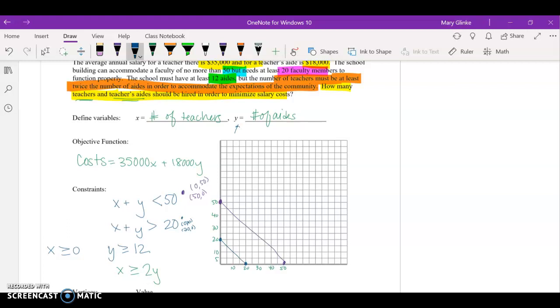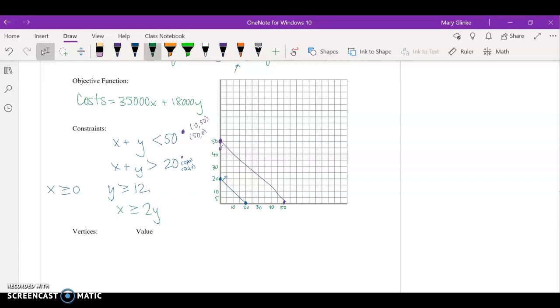Right now for shading purposes for the purple, we're looking for everything less than that. If you plug in 0, 0, that would work. So for purple, we're supposed to shade below, whereas for blue, you're looking for the bigger portion. So we're supposed to shade above blue. So we're looking for everything in between the blue and the purple.